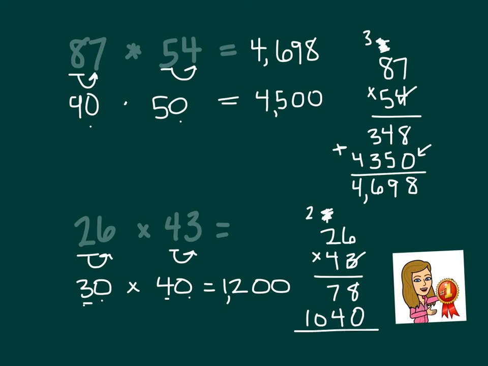Last thing I need to do is add. 8 plus 0 is 8. 7 plus 4 is 11. Carry my 1. 1 plus 0, 1. And then nothing plus 1 is 1. So the final exact answer is 1,118. Again, very close to my estimate.